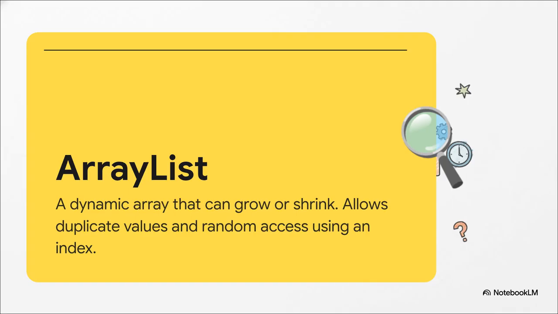Next, we have the StringTokenizer. This one's a bit of an old-timer. It's what we call a legacy class, but it's still pretty handy for simple tasks. Its whole job is to take a string, like a sentence, and break it down into smaller pieces, or tokens, based on a delimiter, like a space or a comma. Super useful for parsing simple text data.